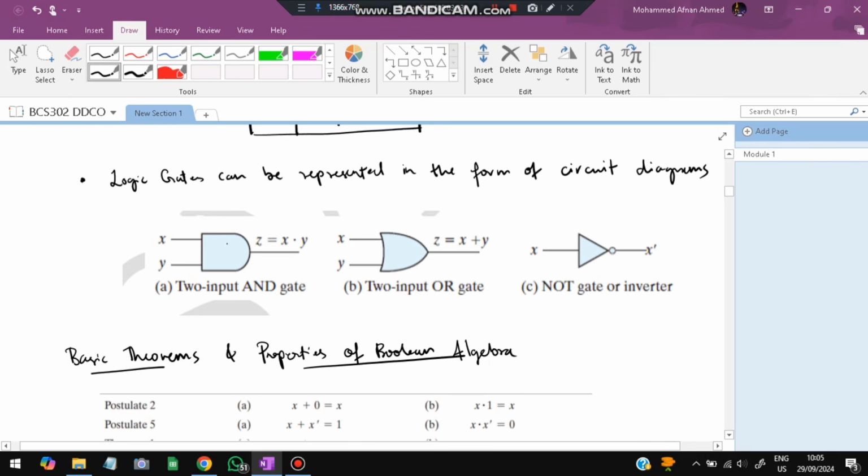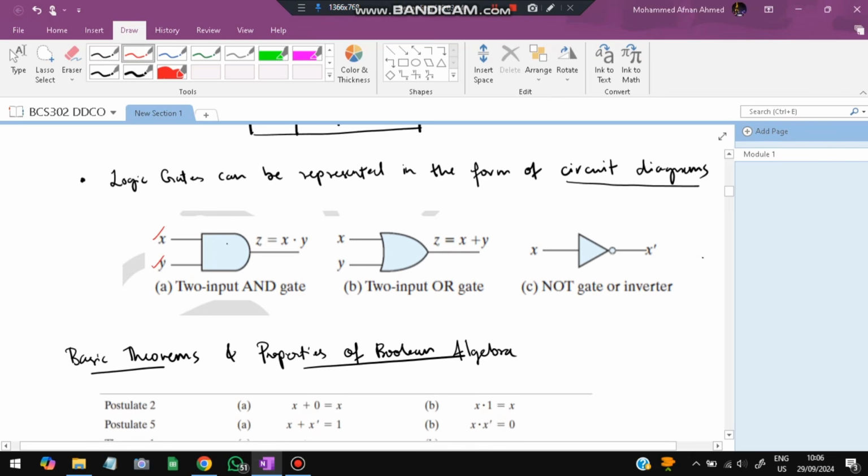Now logic gates can be represented in the form of circuit diagrams. That's very important. We have to represent these in the form of a circuit diagram. So how do we represent them in the form of a circuit diagram? As you can see here, x and y are the inputs present.